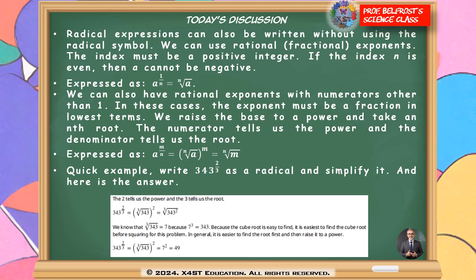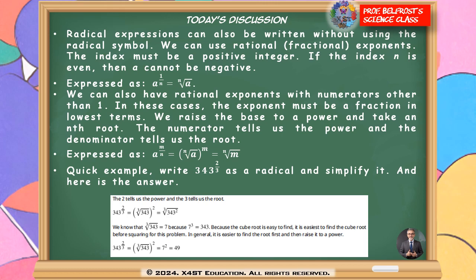So a quick example for you: we have to write the expression 343 to the power of 2 thirds as a radical and simplify it. And here's the answer for you. The 2 here tells us the power and the 3 tells us the root. So we can create the expression as shown in the slide. But we know that the cube root of 343 equals 7, because 7 to the power 3 equals 343.